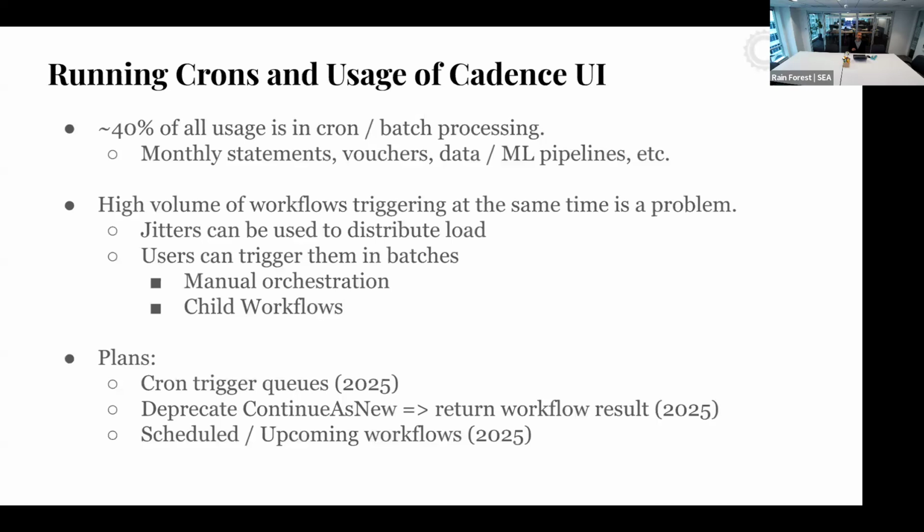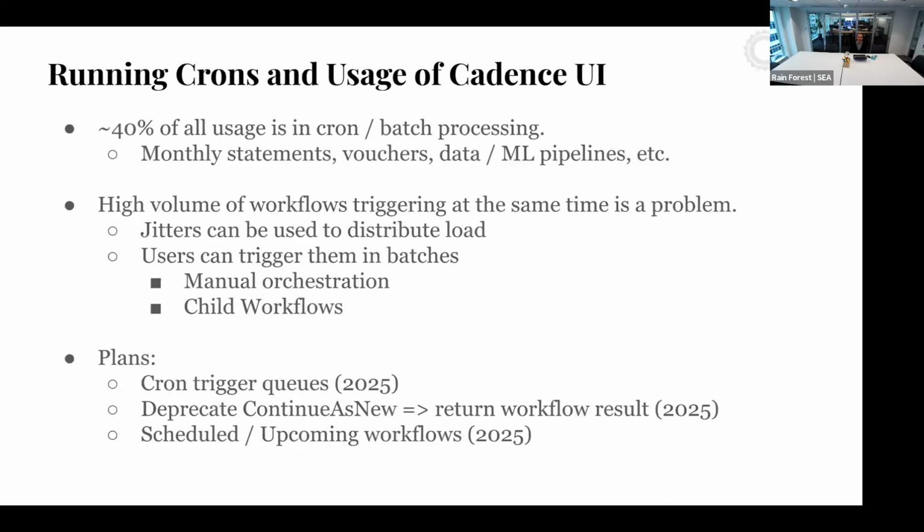Okay, so those were related to some known bottlenecks, some common issues. Then the other popular request was about running crons and usage of Cadence UI about crons. So at Uber, about 40% of all usage is in cron and batch processing. There are a lot of scenarios. I just put some common ones: monthly statements. You wait for a month until you have all the data and you need to create statements. This is going to trigger millions of workflows.